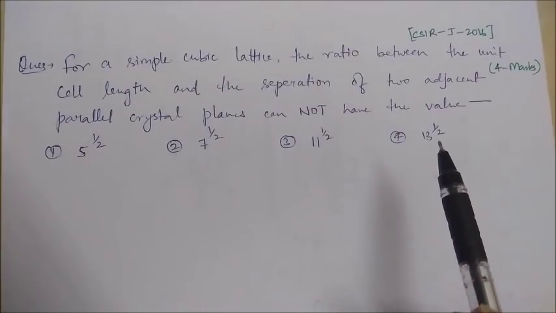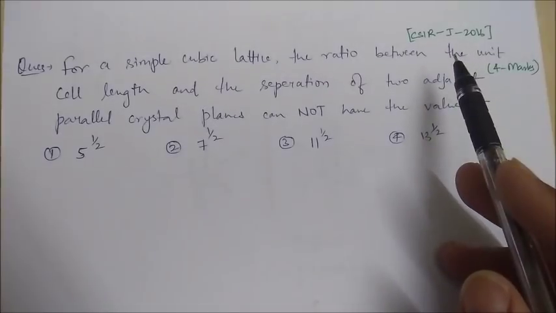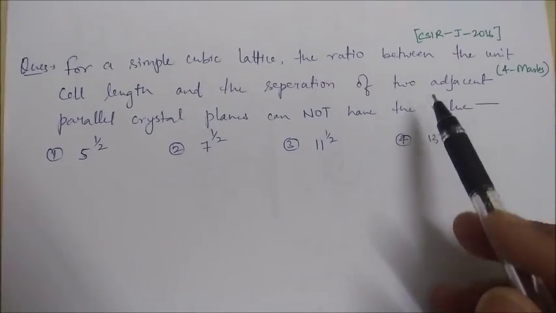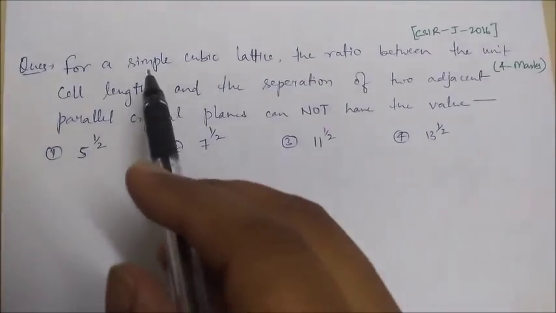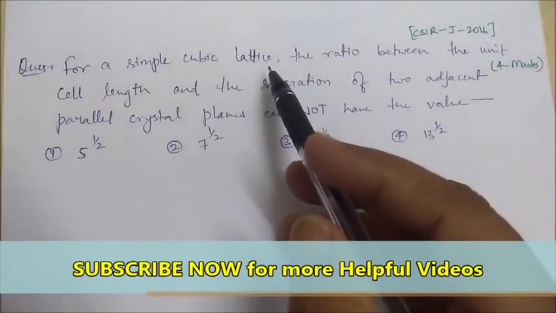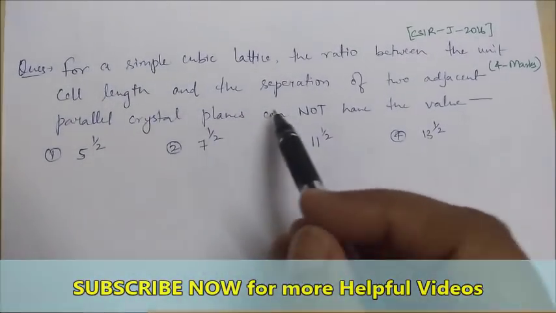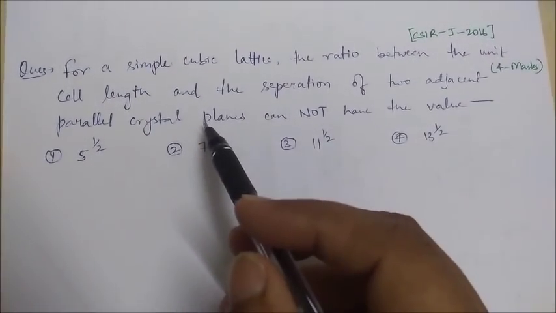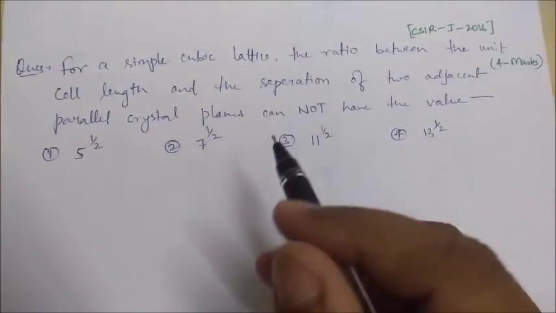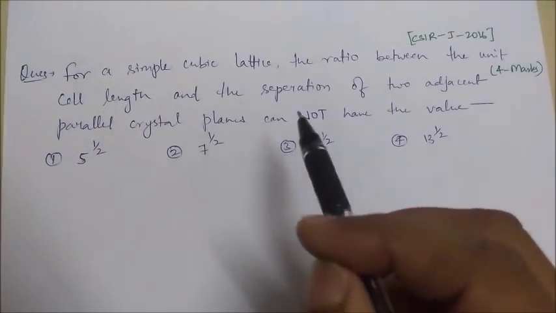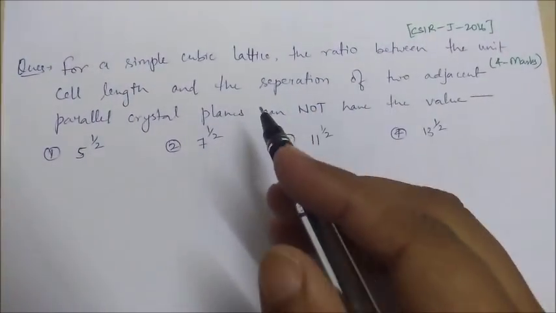In CSIR June 2016, we got two questions from this part in this exam. One we already solved for 2 marks, and this question came for 4 marks. The question says that for a simple cubic lattice, the ratio between the unit cell length and the separation of two adjacent parallel crystal planes cannot have the value. This question was very simple, but many people didn't try it.